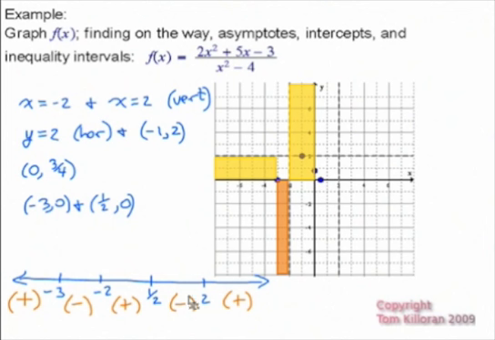Alright, and then lastly, I'm sorry, not lastly, but between 1/2 and 2, we'd be below again. So here's 1/2 and there's 2. Our graph would be in this little area. And then above 2, it would have to go above.